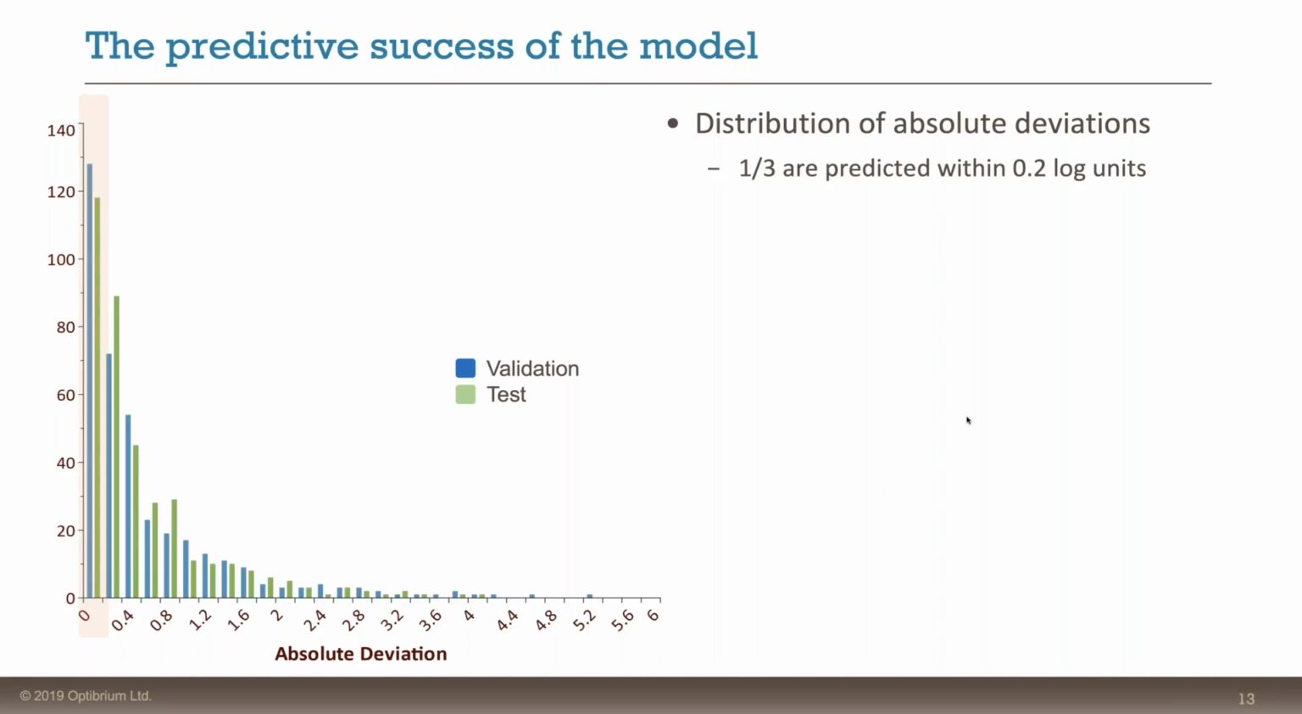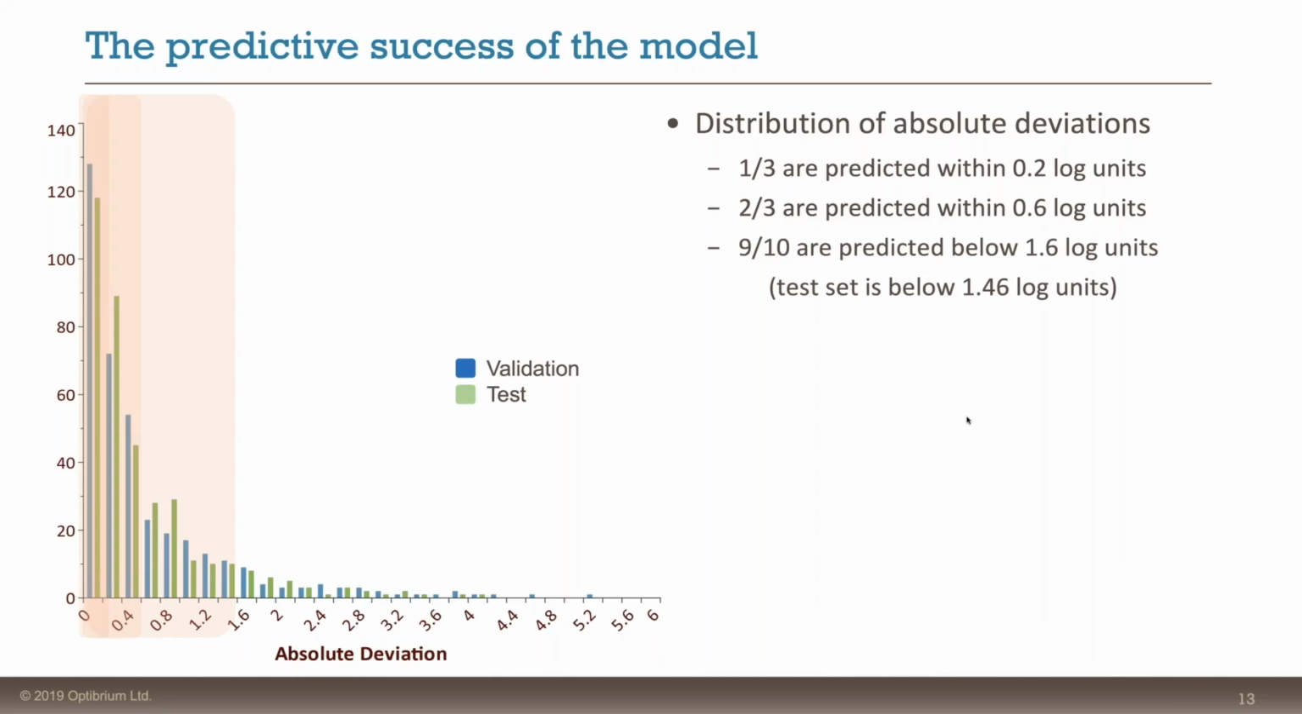What one can see, if you concentrate on the far left-hand side, the 2 bars there corresponding to a deviation of 0.2 log units, is that we're looking at a third of the set, either in validation or in the test set. A third of compounds are predicted within 0.2 log units. If one goes out to 0.6 log units, then we're looking at 2/3 of the set. And if one goes out to 1.6 in the validation set, or even below 1.5 in the test set, we are predicting over 90% of those compounds in those sets.